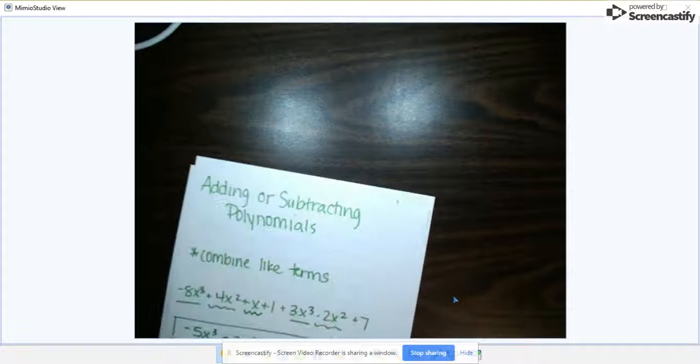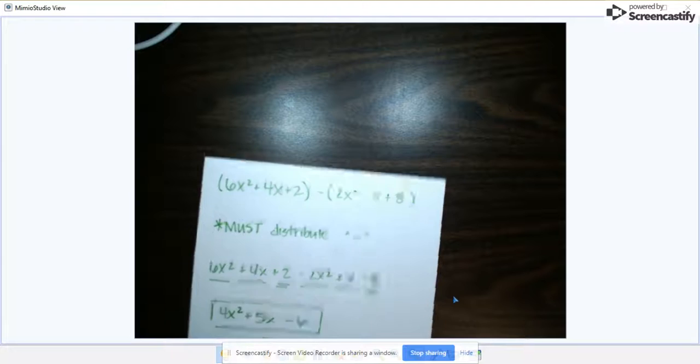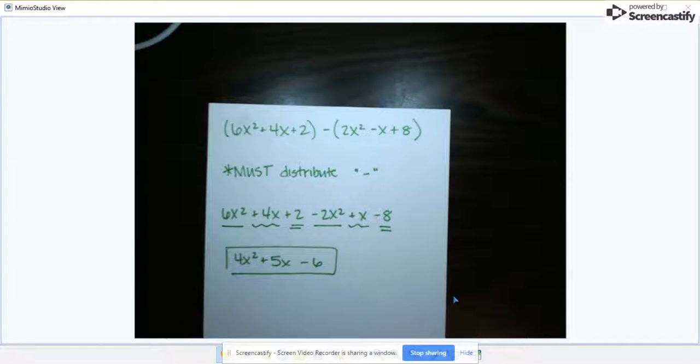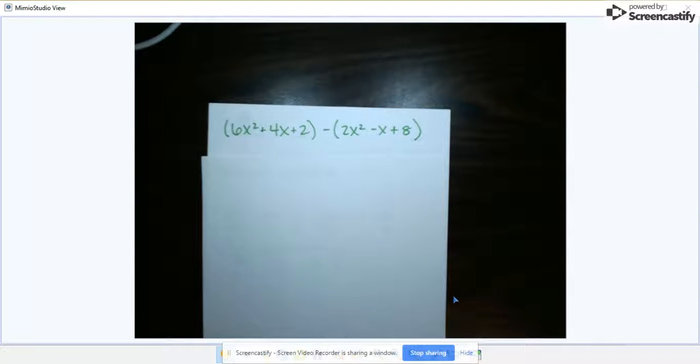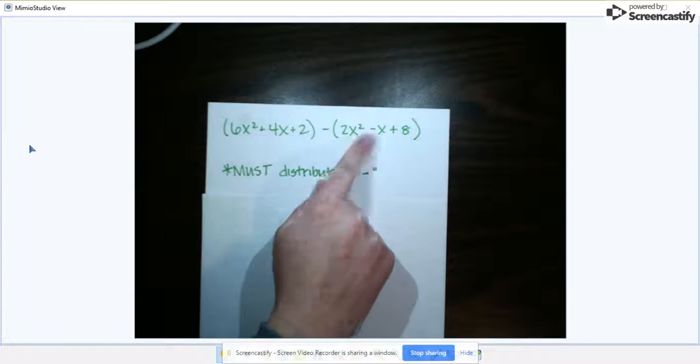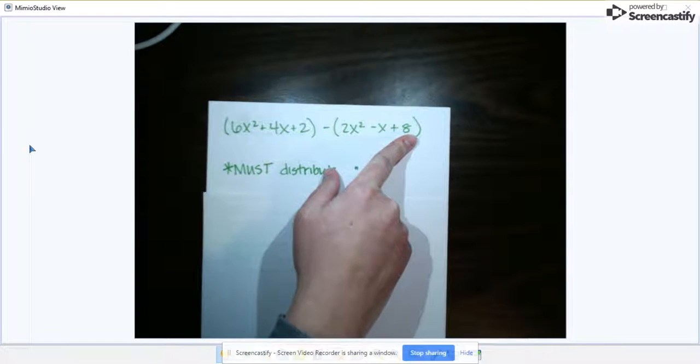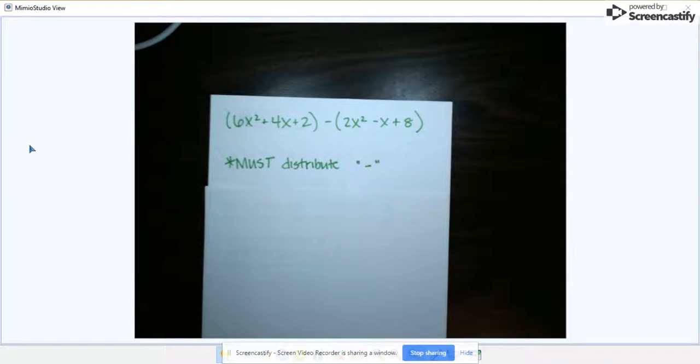Very similar when we subtract. However, it's very important for us to remember that that minus sign in the middle needs to be distributed. So do not forget to distribute this negative to every term inside that second parentheses, or you will never get the problem correct. So I went ahead and distributed that negative, and it looks like this.